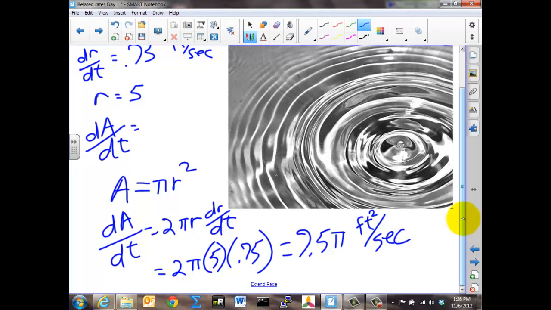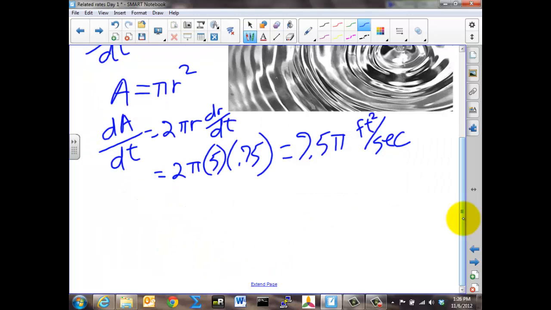How did I know it was feet squared per second? It's area, but why isn't it miles squared per hour? Because our original measurement was in feet per second. What is 5 measured in? Feet per second. Feet, that's expanding. And this was measured in feet per second. So when I multiply feet times feet, I get feet squared.